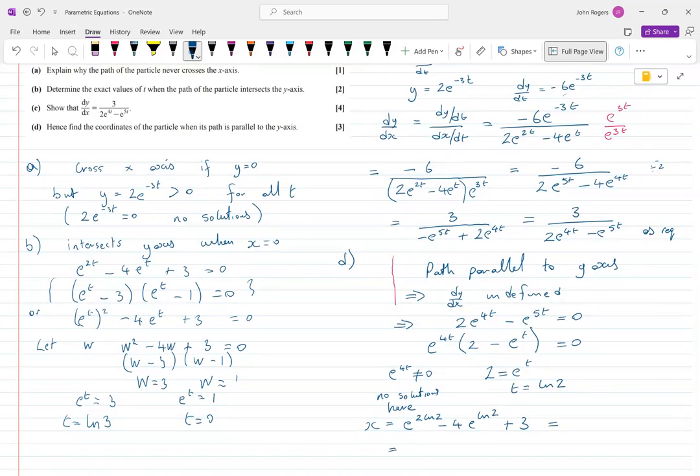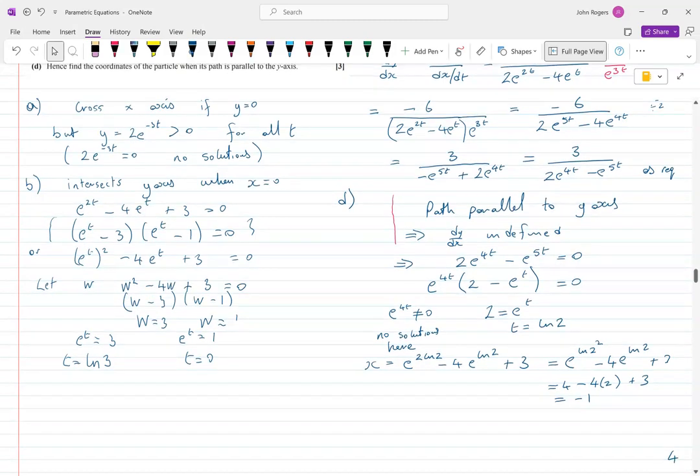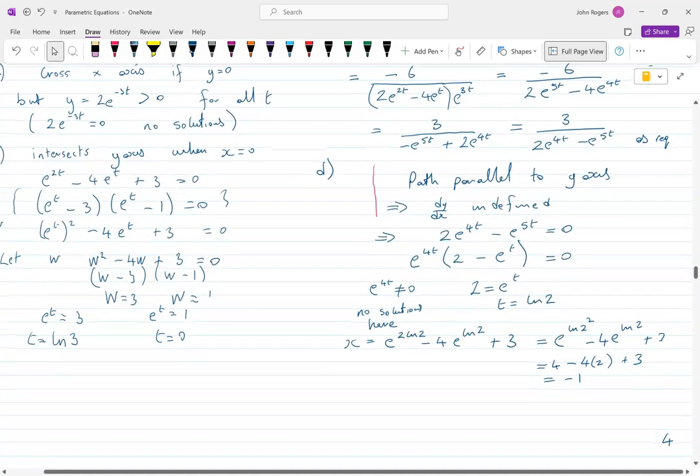I just overwhelmingly have the urge to not use a calculator, so please, you can ignore this bit for this part of the question. This bit is 4, so e to the ln 4 is 4, and e to the natural log ln 2 is 2, so that's 4 times 2 plus 3. That comes to minus 1. But say you can use a calculator here.